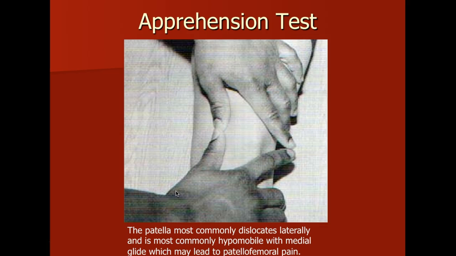Then we have our apprehension test. And like it says here, most patellas will dislocate laterally. So basically this test is testing the ligaments that hold the patella in place. If there's a lot of translation and the athlete says, "Oh man, that feels like it's going to pop out," that's a positive apprehension result for this test. And you compare that bilaterally.